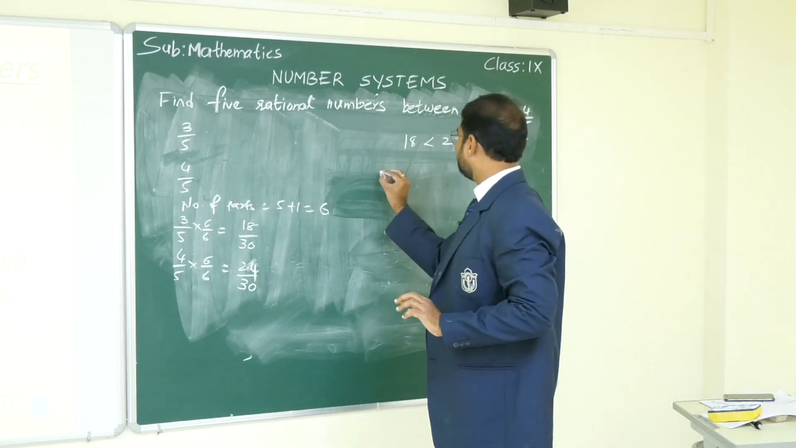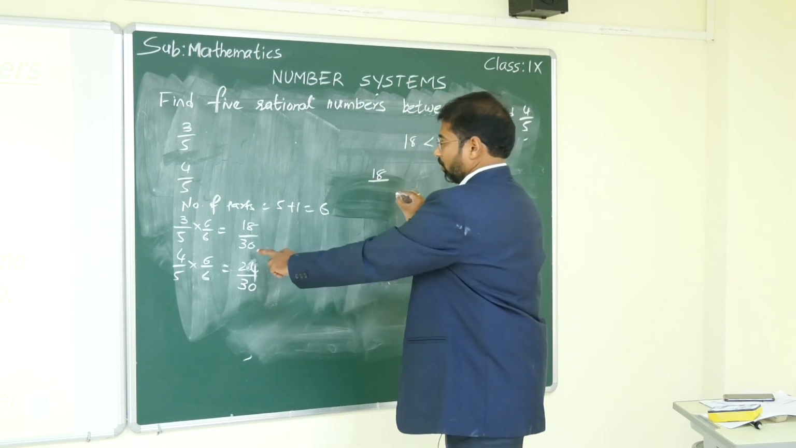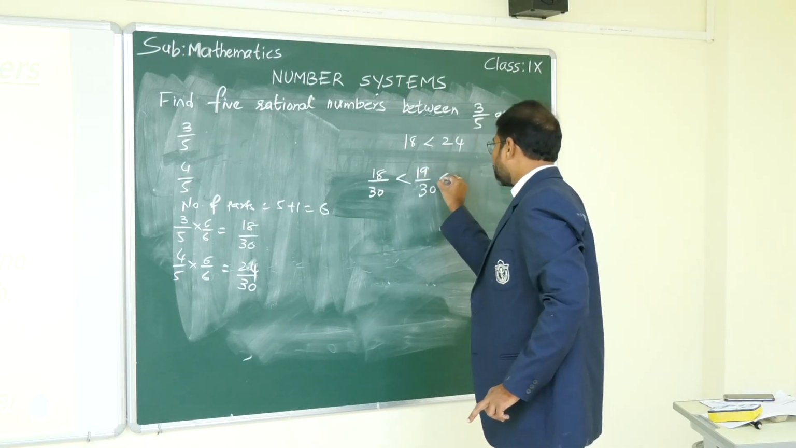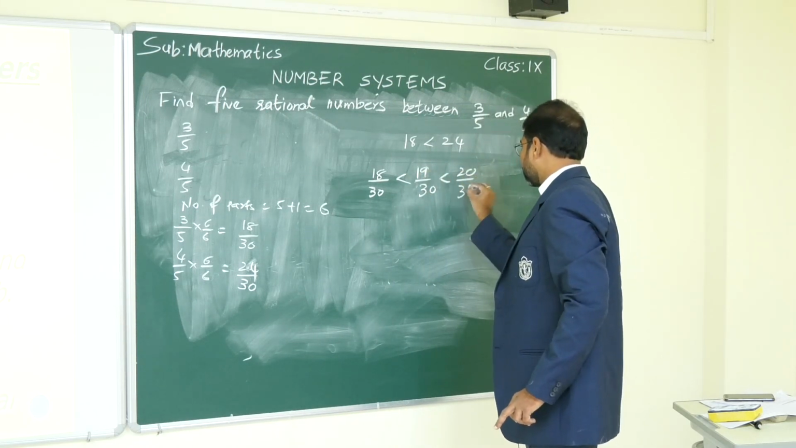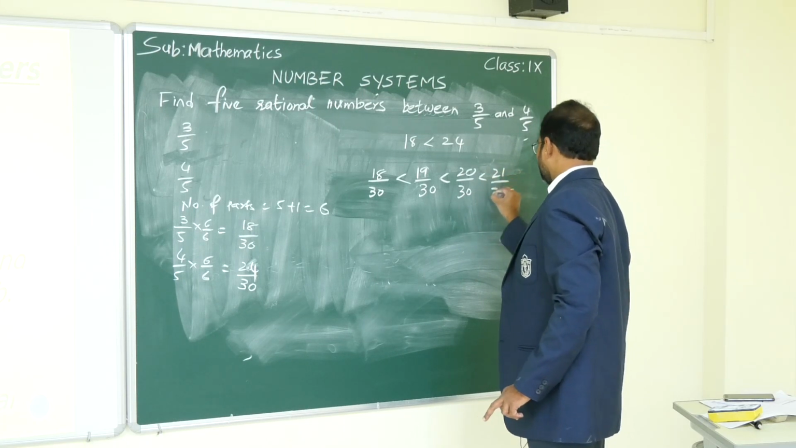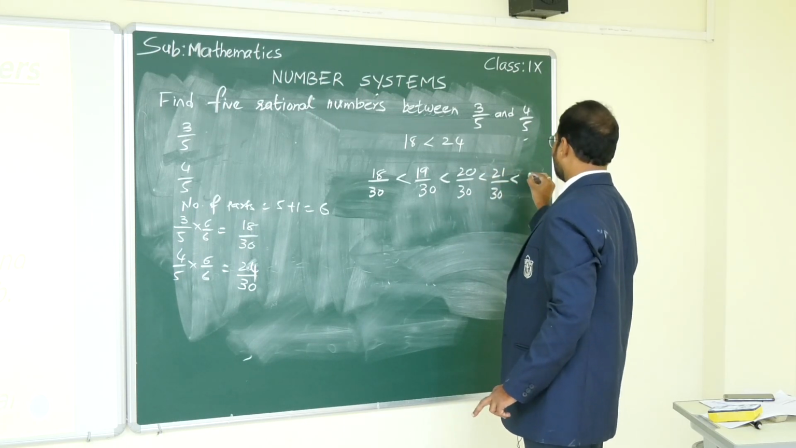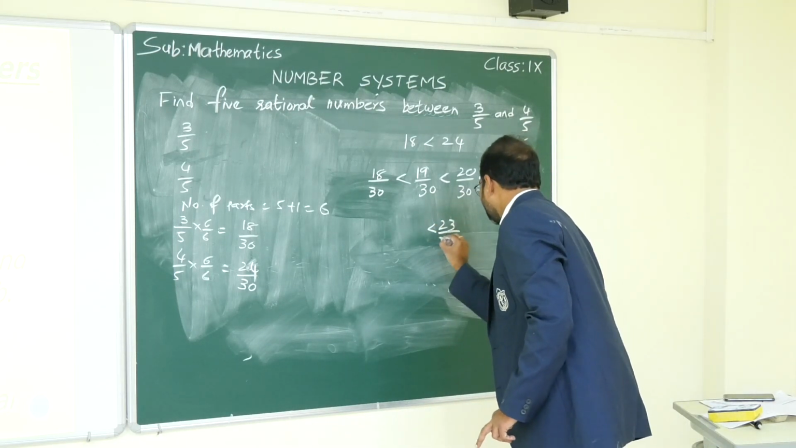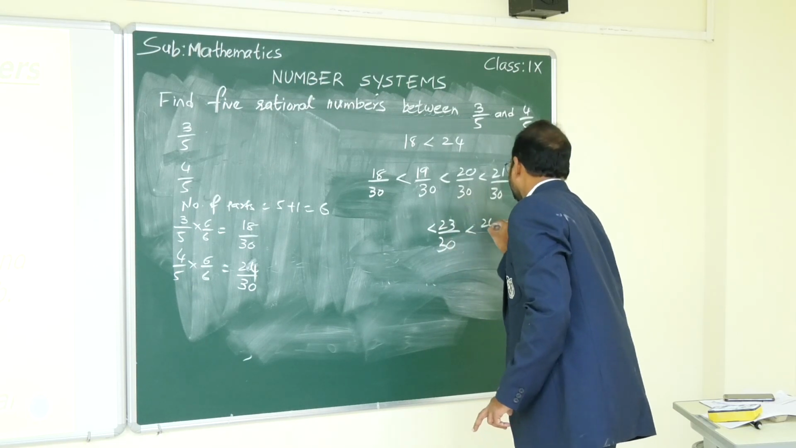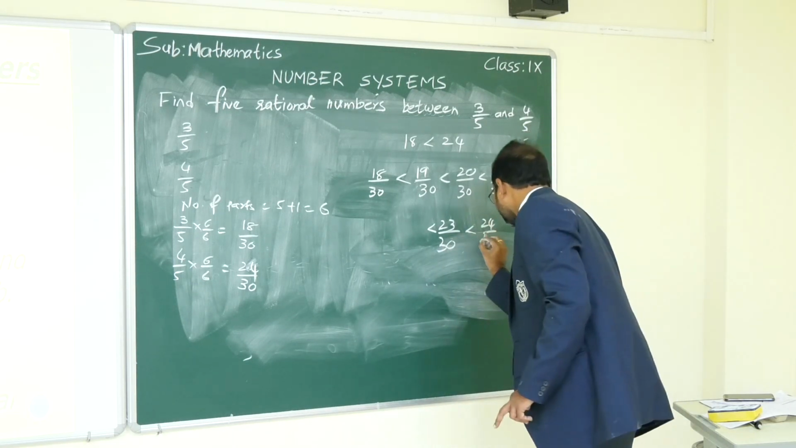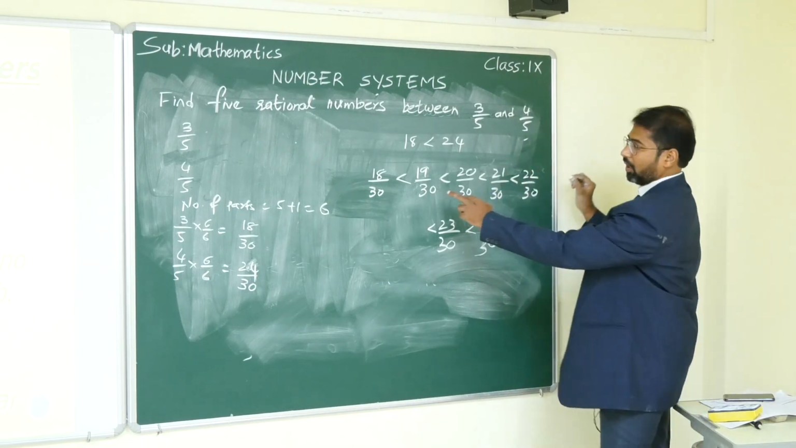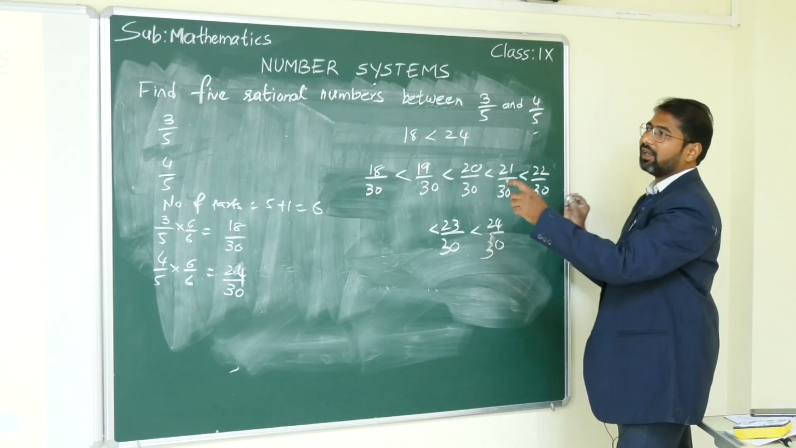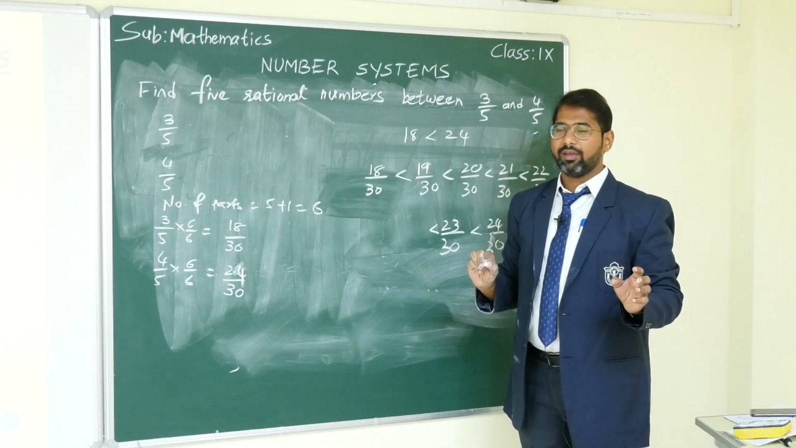Yes, so I can say, 18 by 30 is smaller than 19 by 30, which is smaller than 20 by 30, which is smaller than 21 by 30, which is smaller than 22 by 30, which is smaller than 23 by 30, which is smaller than 24 by 30. You can see how many I have inserted. 1, 2, 3, 4, 5. So exactly I got 5. This is one way. Yes.